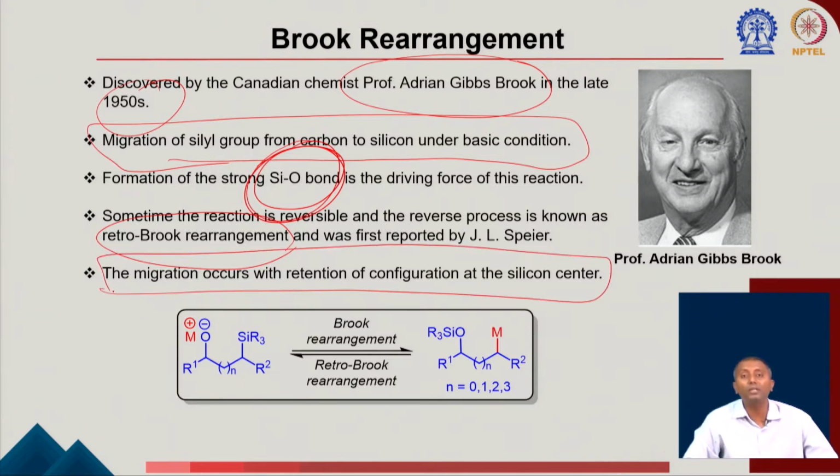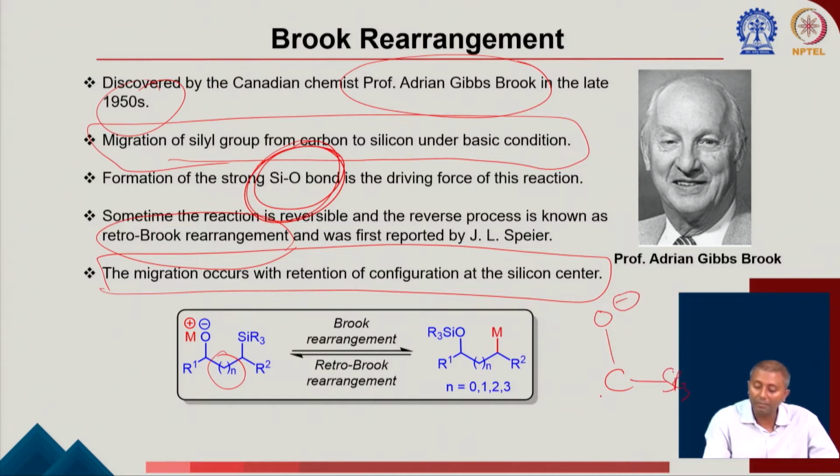So the migration occurs with the retention of configuration, which I am also going to explain during the mechanism. There are a couple of different things which you denote by n. N could be 0, that means both the O minus and the silicon are on the same carbon. In that case, what is going to happen? It is going to take the silicon and form the corresponding species, so you end up generating a carbanion here with an O-SiR3. So this is called the Brook rearrangement.